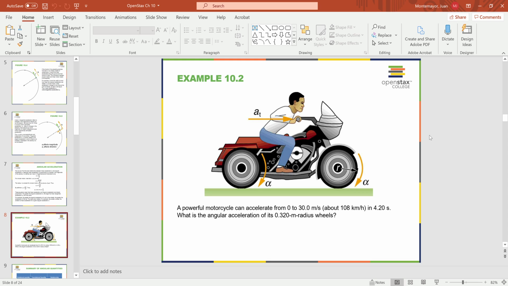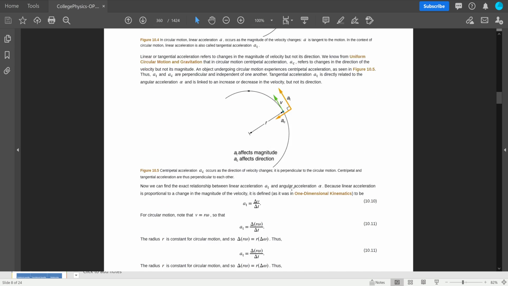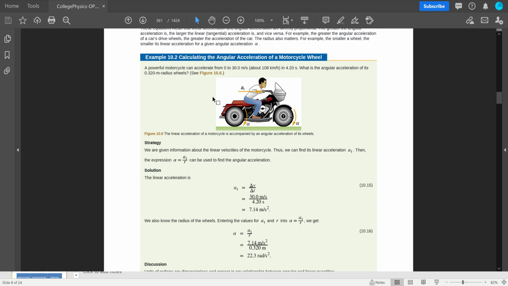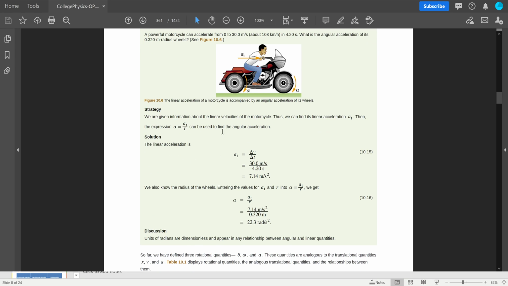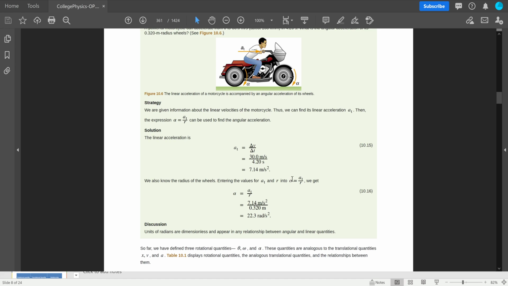A powerful motorcycle can accelerate from 0 to 30 meters per second, about 108 kilometers per hour, in about 4.20 seconds. What is the angular acceleration of its 0.32 meter radius wheels? So we have our velocity and our time, and we also have our radius. So we're looking for acceleration. We have velocity over time. That's 30 over 4.2, which gives us 7.14. And we're looking for our alpha, right? So we have our tangential acceleration, 7.14, divided by our radius, 0.32. And that's simply 22.3. That one's just plugging in the numbers where they belong.